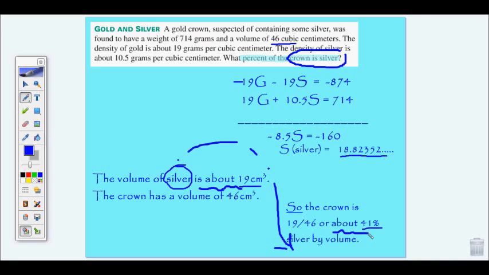Okay, that concludes lesson 7.3. And that again is linear combinations, where you combine equations to eliminate one of the variables.